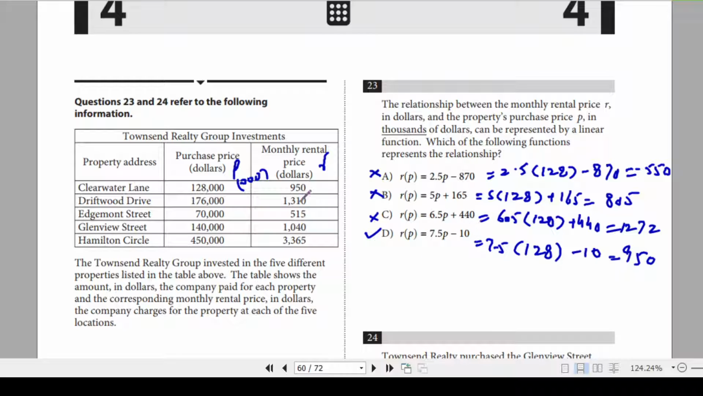The other way is finding the slope: y2 minus y1 upon x2 minus x1, because these are y values. That will give you the slope, and you can take any two points and find the equation using y equals mx plus c, or y minus y1 equals m times x minus x1. Either way you will get the equation, but for that you have to find the slope first, and that's a bit longer way. So plugging in the values is the smarter way. So D is your answer.